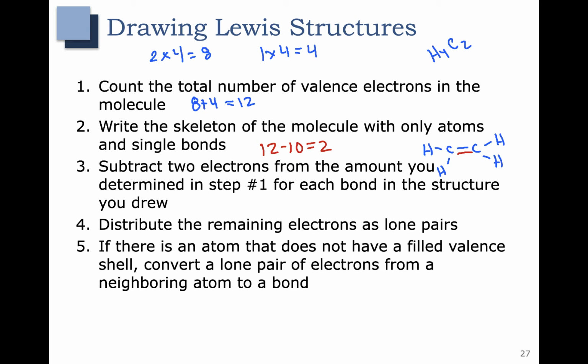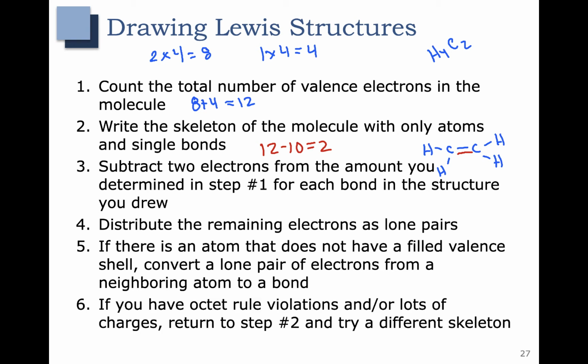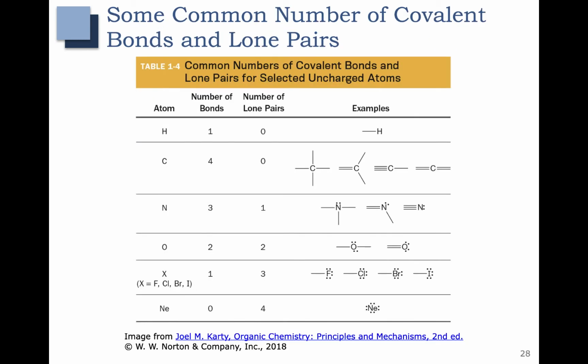If for some reason you've gotten to this step and you found that you do have octet rule violations or lots of charges or both, go back to step 2 and redraw your skeleton. So remember that first skeleton we drew out, that for example would be horribly wrong and we'd want to try again. As I mentioned when we were talking about formal charge, there are certain bonding patterns that you want to look for so that way your molecules don't have a formal charge.